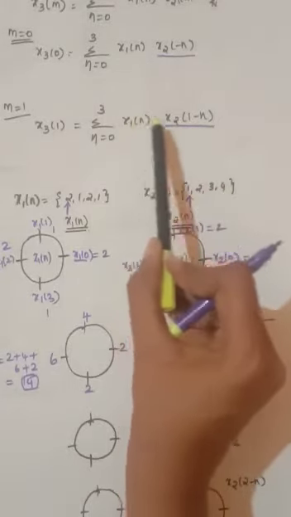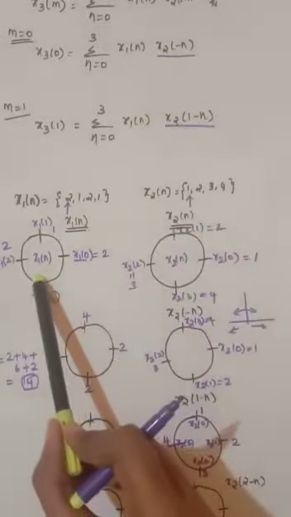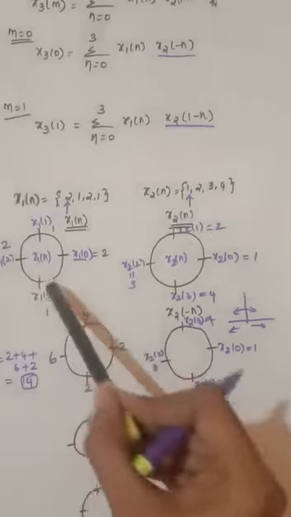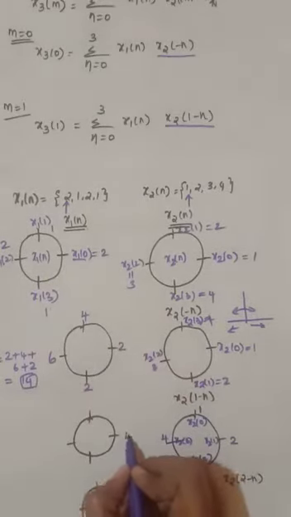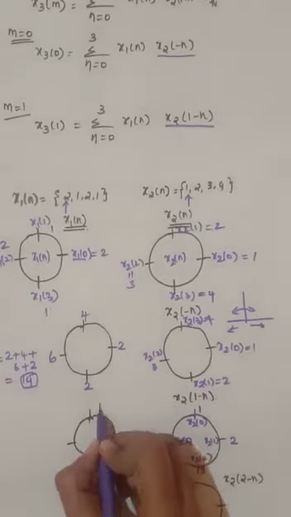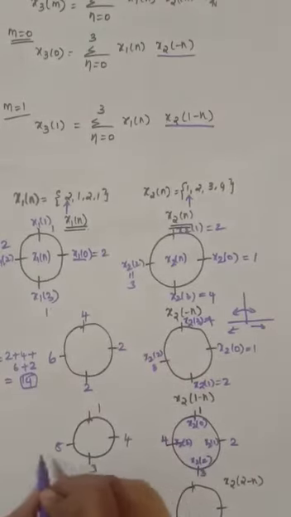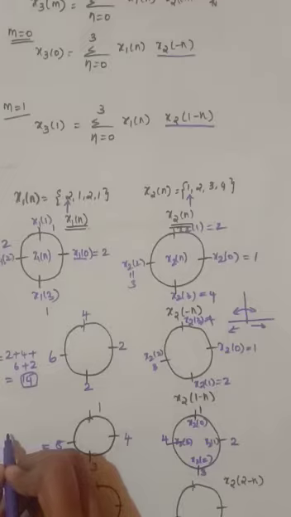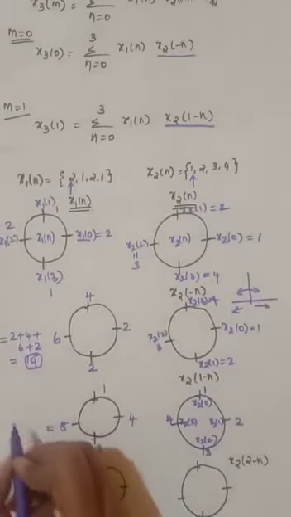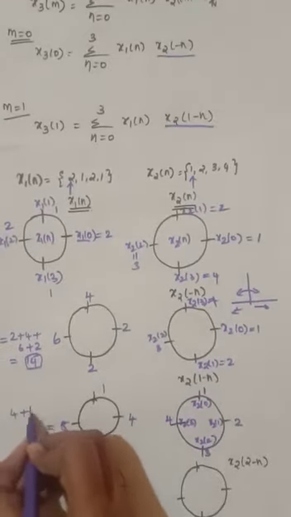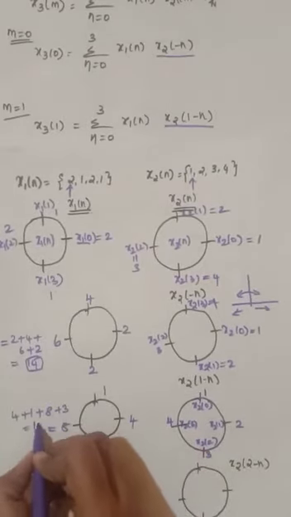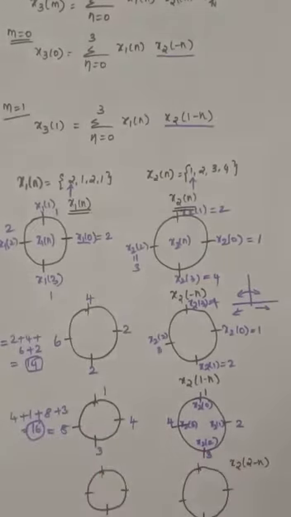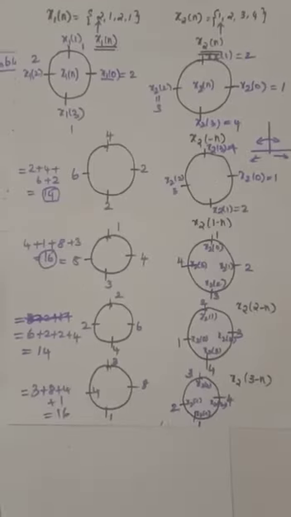Then what I need to do? I need to multiply this with the x1 of n sequence. When I multiply these two sequences, what will I get? I will get 4, 1, 8, 3. Then after multiplication, I need to perform summation. So 4 plus 1 plus 8 plus 3, which is nothing but 16. So x3 of 1 is 16.